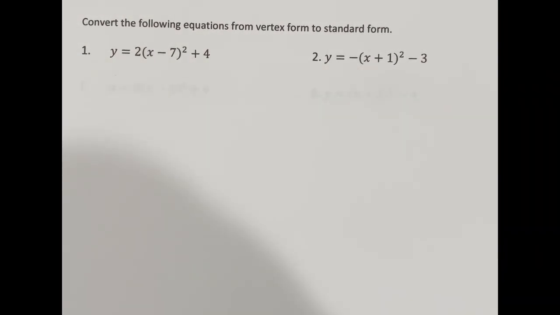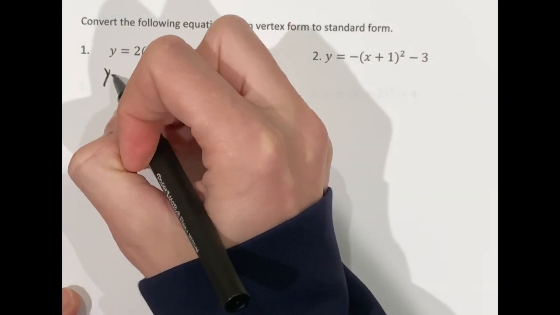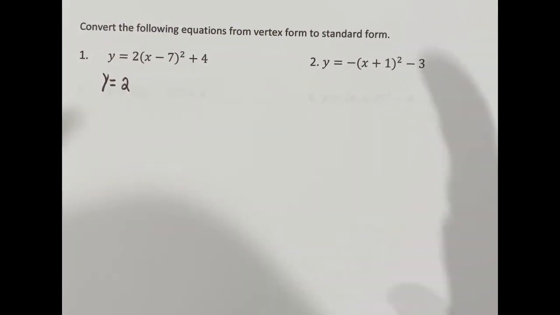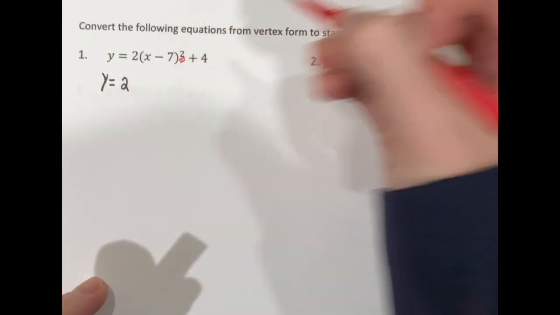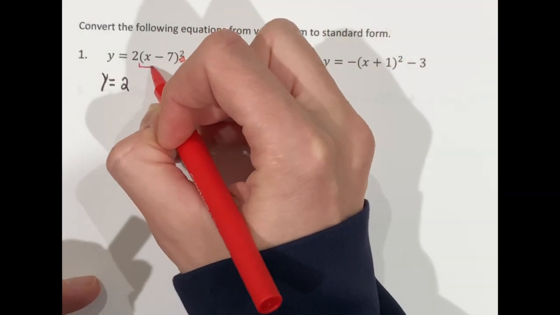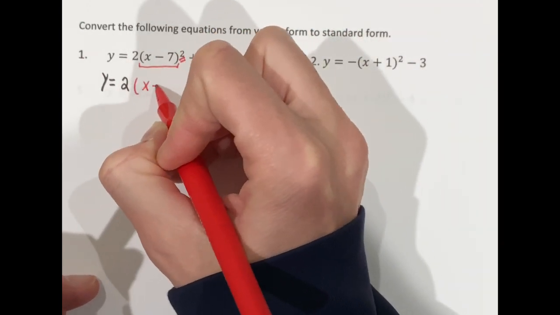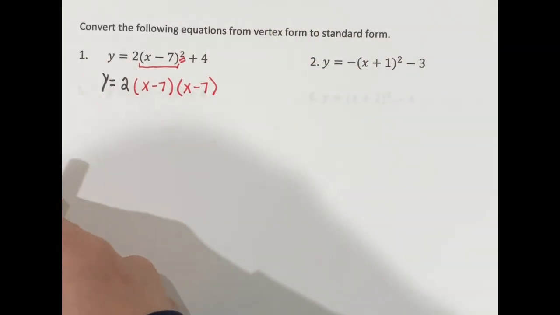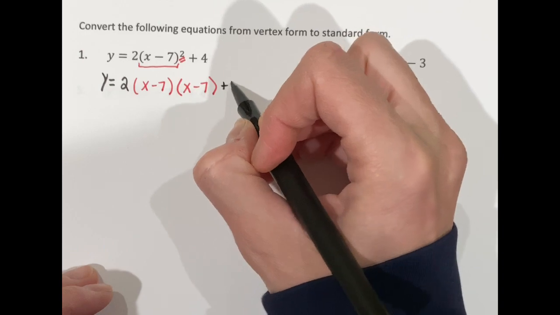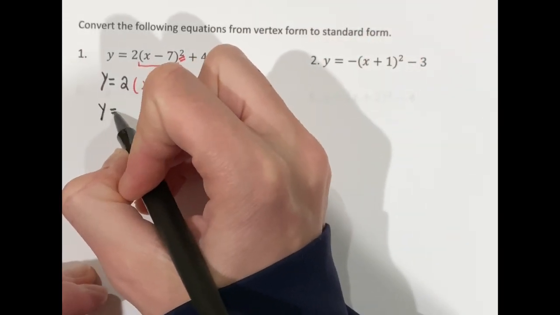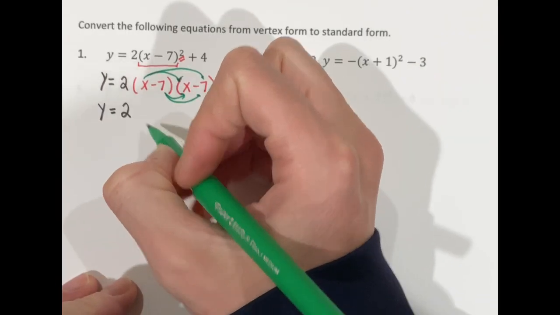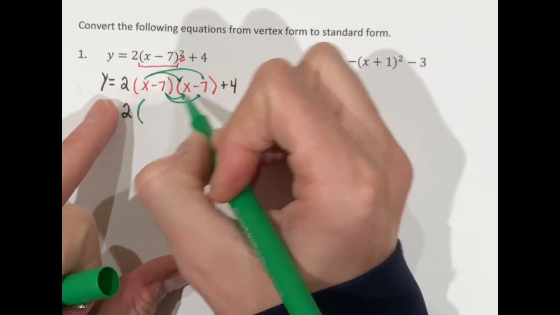So for example 1, we're going to follow the same steps, but there is something a little bit different. First we have y equals 2, and just like the last example, we have that squared that we need to get rid of. What that's telling us to do is to take the x minus 7 and multiply it by itself. So I'm going to write x minus 7 two times, and then I have the plus 4. So then I have y equals 2, and once again, we just want to double distribute. Now what makes this different is this whole thing is still in parentheses.